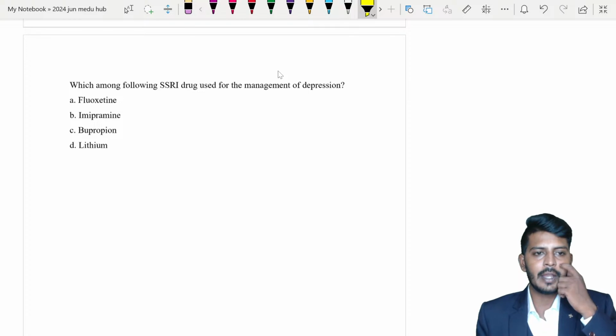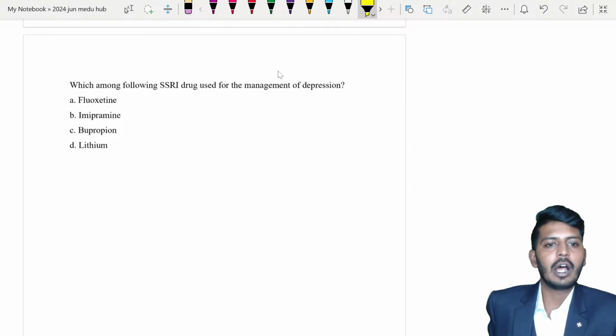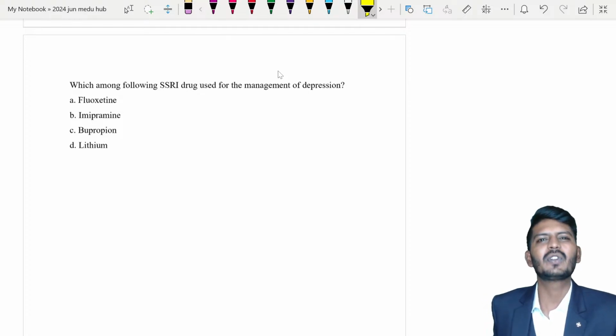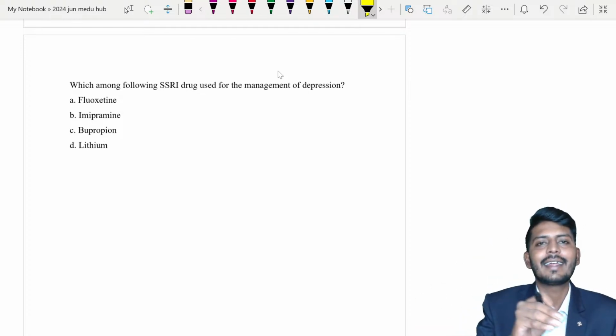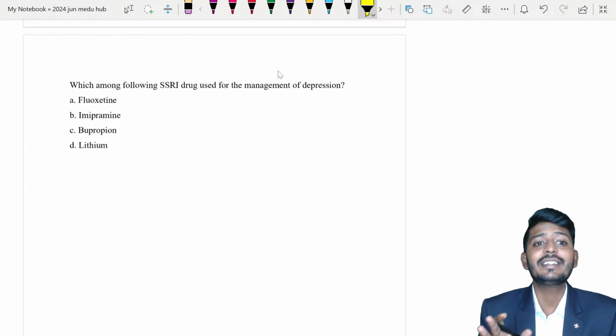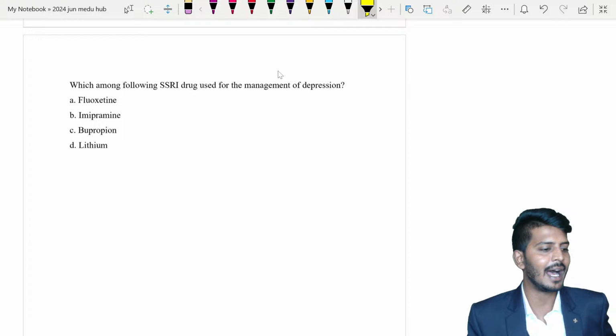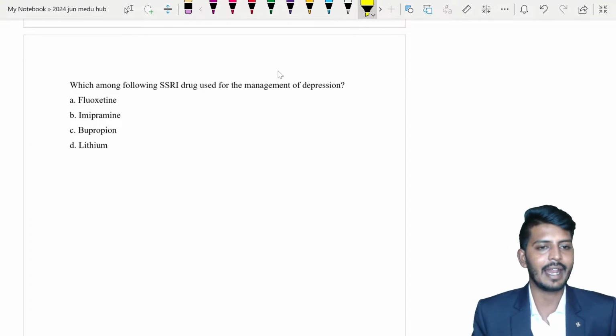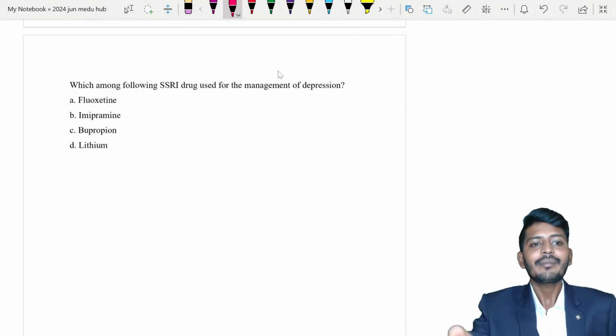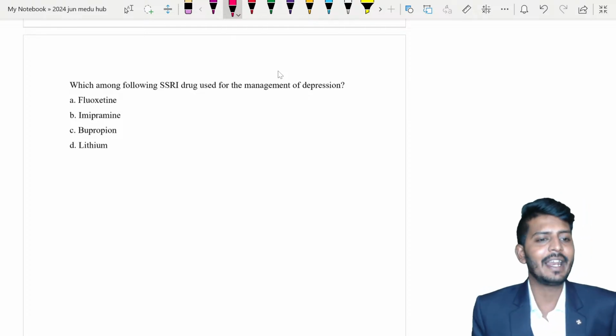What is the next question? Which among the following SSRI drugs is used for the management of depression? He is simply asking which of these are selective serotonin reuptake inhibitors, SSRIs. So what is the drug used for the management of depression?